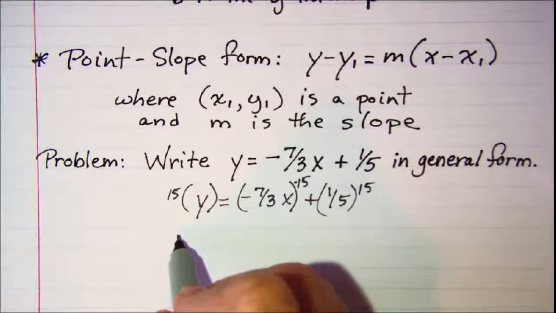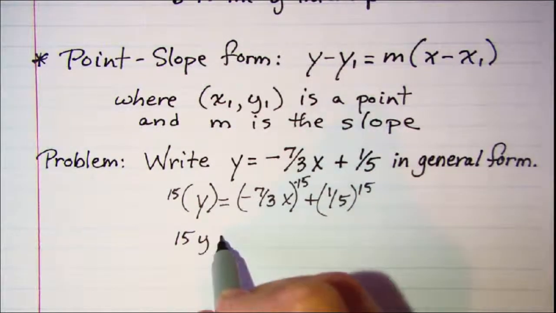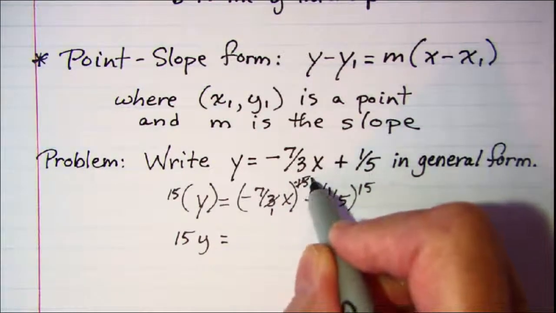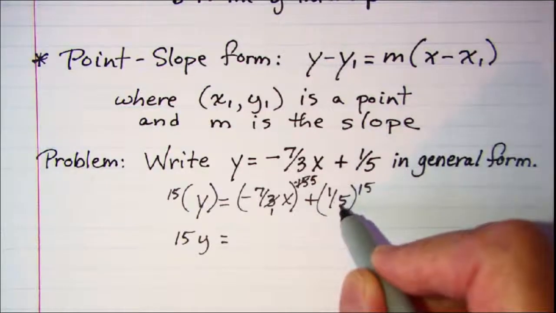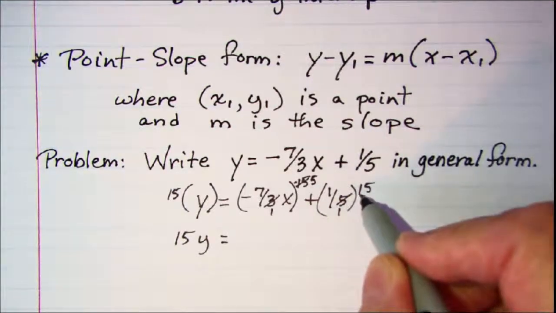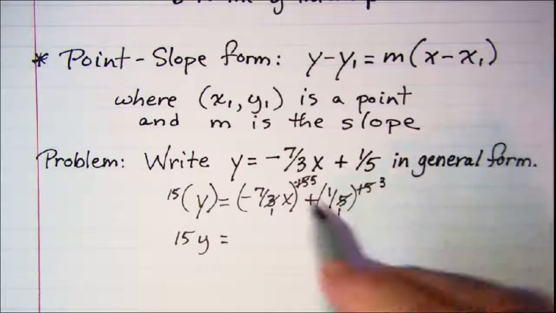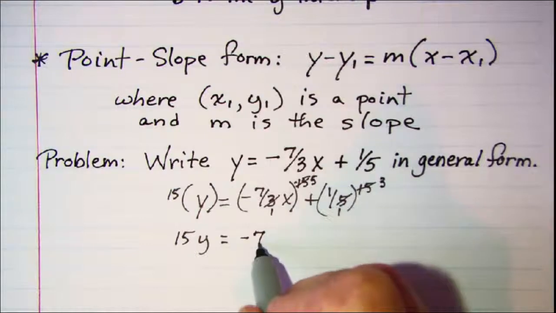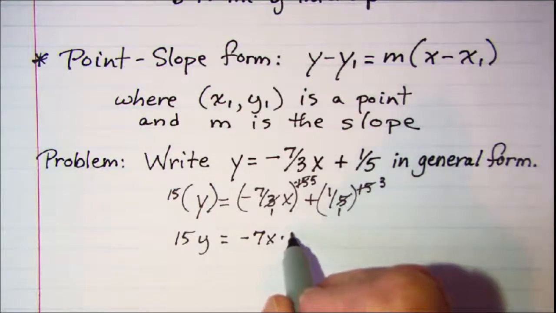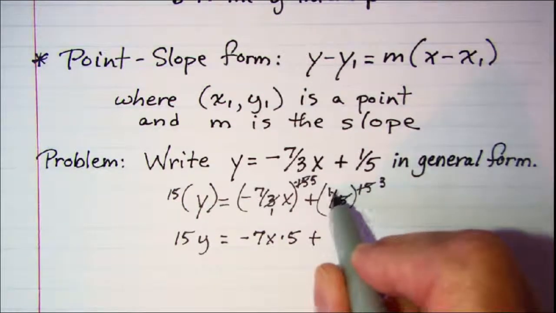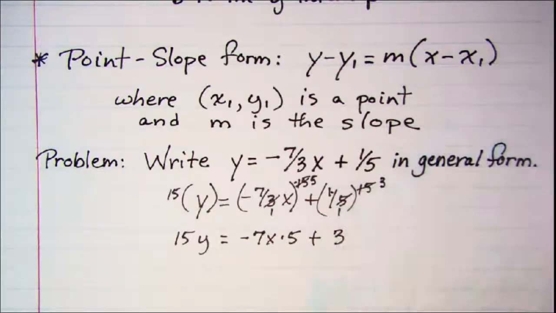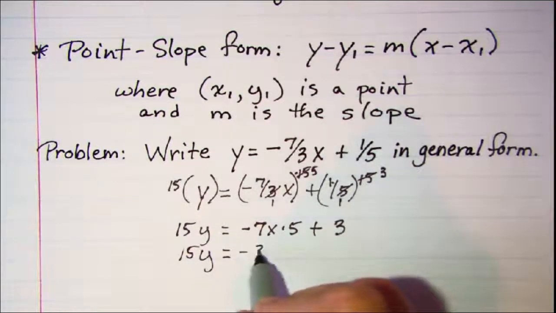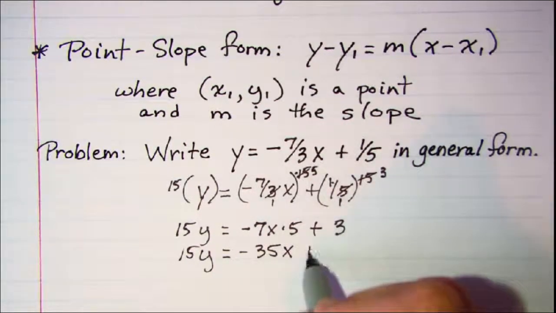So my problem now is 15y is equal to, and the 3 cancels with the 15 5 times, and the 5 in this denominator divides the 15 3 times. So I have a negative 7 times 5, and then on this one I have 1 times 3, which is 3. So I now have 15y equals negative 35x plus 3.